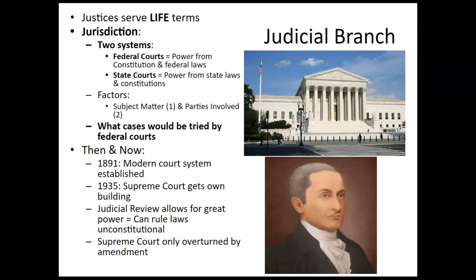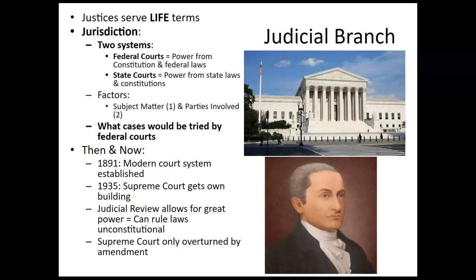So federal courts derive their power from the Constitution and federal law. State courts derive their power from state laws and state constitutions. And if there's ever a conflict between the two, the federal courts will win out because they have the supremacy that's established in the Supremacy Clause. So the factors that go into where cases should go are subject matter and what parties are involved. And this could mean people from different states, or people from a local area. Whoever you're looking at, this is going to determine if it's going to go to the state level or federal level, as well as the subject matter.